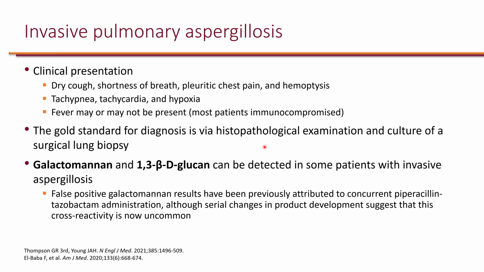Now, the gold standard for diagnosis is histopathology, examination, and culture of a surgical lung biopsy. Now, we do have a couple of assays, galactomannan and β-D-glucan, that can be detected in some patients with invasive aspergillosis. However, they're not very specific. So they could be positive due to other fungal infections, but this can be used, for example, to see if the patient is responding to antifungal therapy.